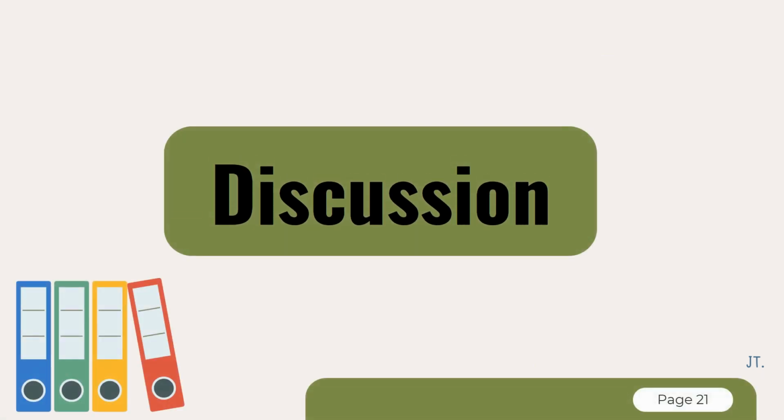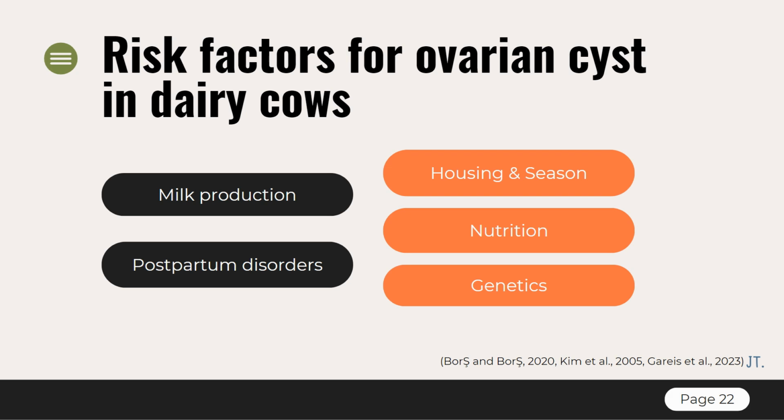Our last part is discussion. We are going to discuss the reasons behind ovarian cyst problems in this farm. So after history taking, rectal palpation, and ultrasonography, we have known that those 3 cows with ovarian cyst problem don't have high reproduction, only medium, and they don't have any postpartum disorders as well. And for housing and season, those 3 cows were calved indoors, and Thailand is a tropical country with hot and humid weather, so these factors may still contribute to ovarian cyst formation, as well as the last 2 factors, which are nutrition imbalance and genetics.